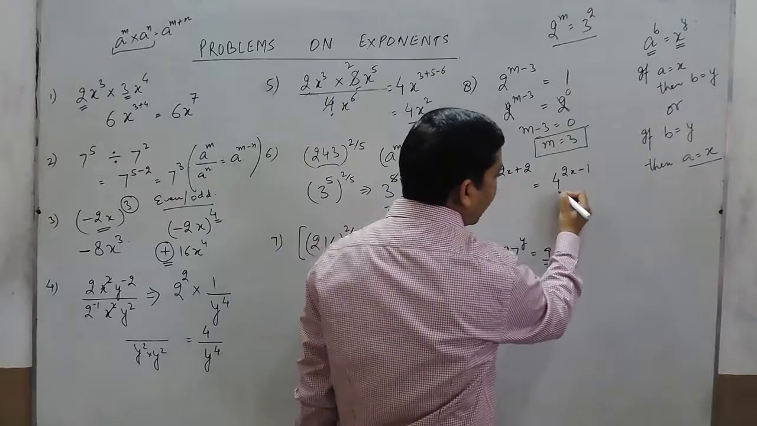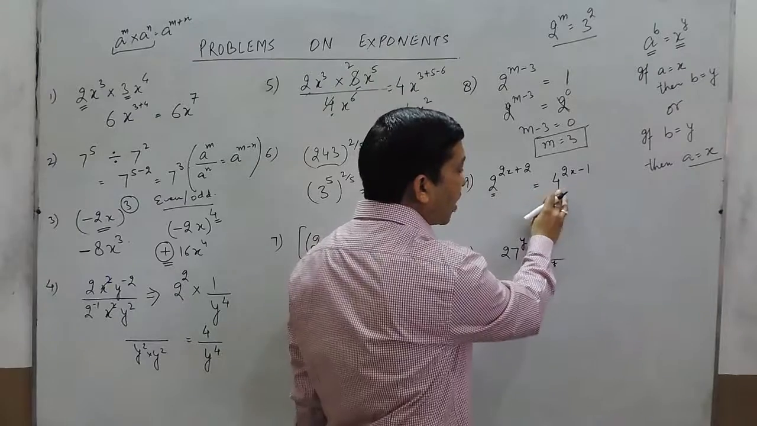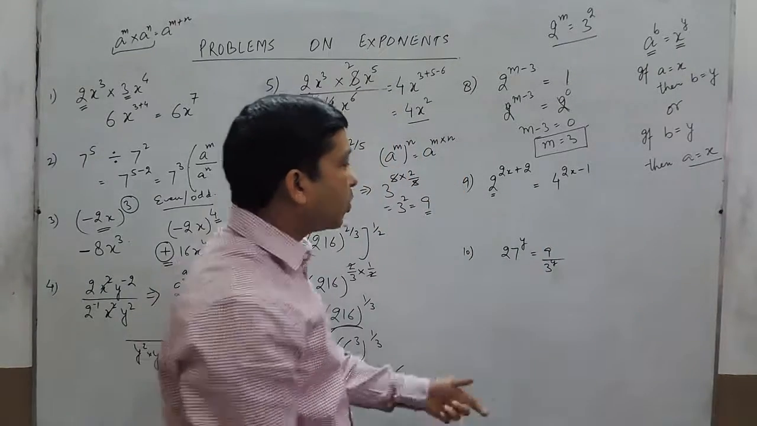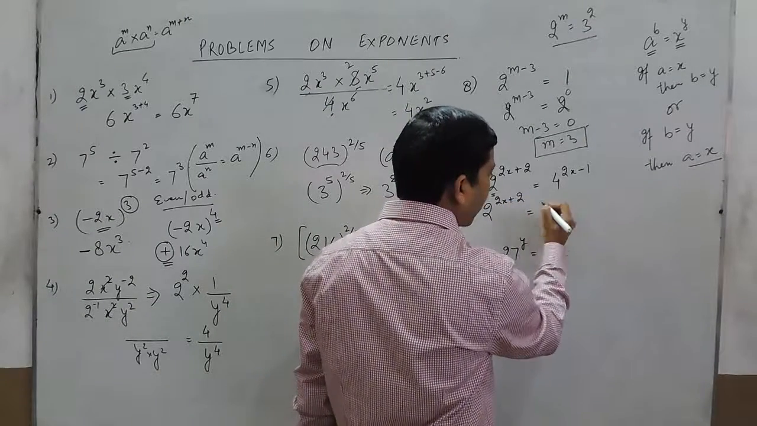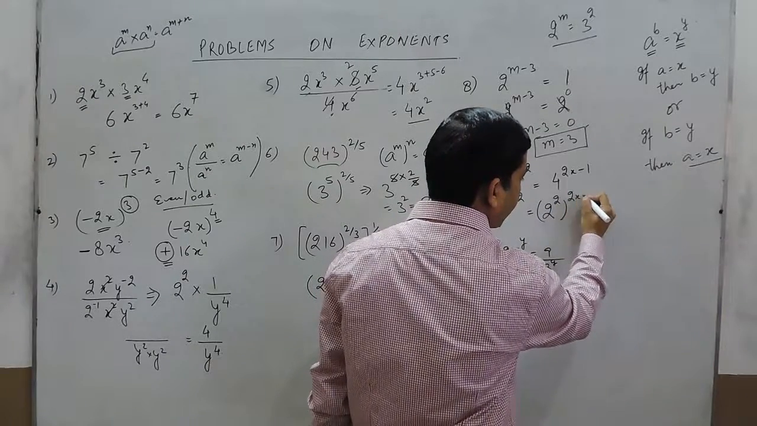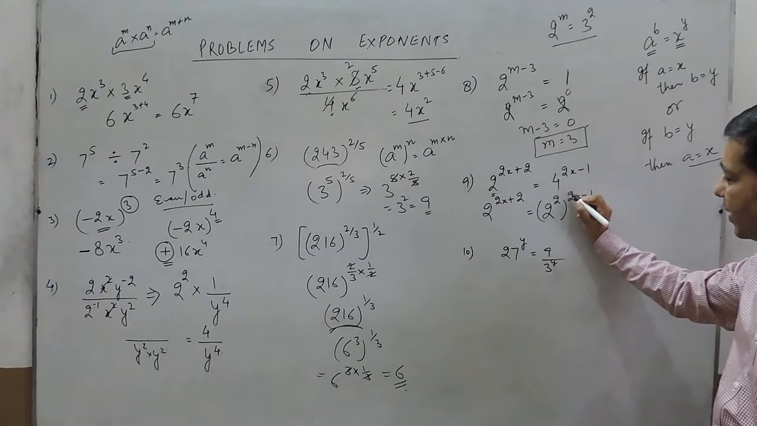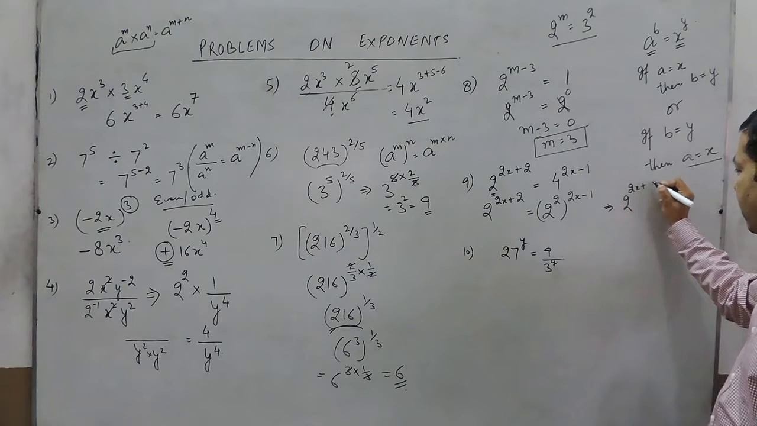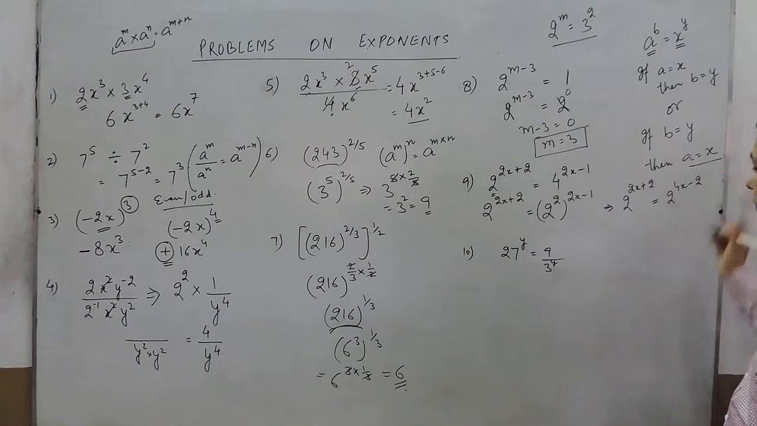Here the base is 2 but here the base is 4. Now the important thing is I have to convert this 4, which is a base here, into the base 2. So I can write it 2 to the power 2x plus 2 is equal to 2 to the power 2 having power 2x minus 1. Now we already know that these two things have to be multiplied, so it will come out to be 2 to the power 2x plus 2 is equal to 2 to the power 4x minus 2.